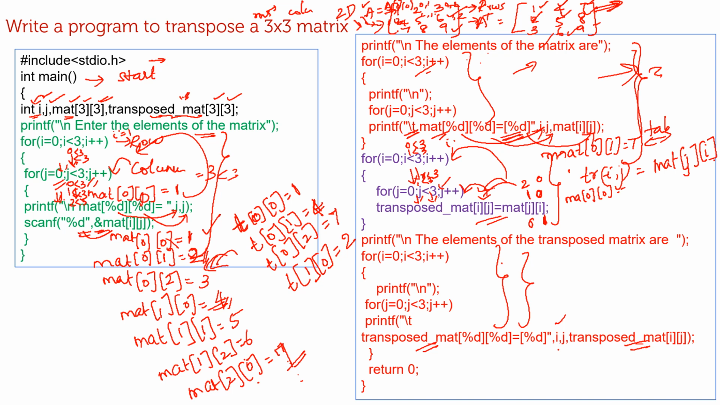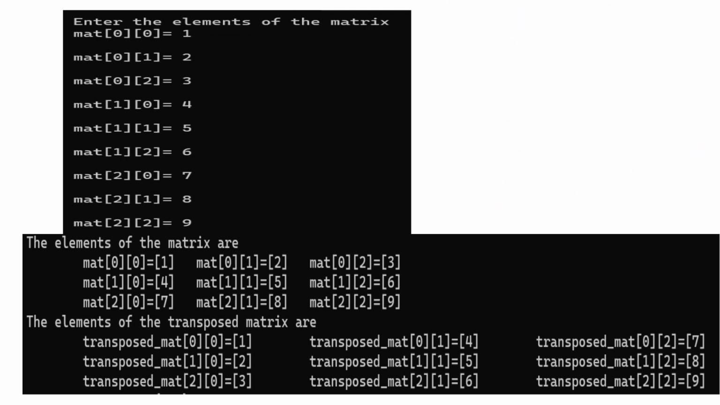Now let me show you the output window. Okay, see here, enter the elements of the first matrix. Here you are entering one. Same example only I have taken. Mat of 0 comma 0 is equal to 1. Mat of 0 comma 1 is equal to 2. Mat of 0 comma 2 is equal to 3. Then you will be getting mat of 1 comma 0 is equal to 4. Second 1 comma 1, then 1 comma 2 equal to 6. 2 comma 0 is equal to 7 8 9.